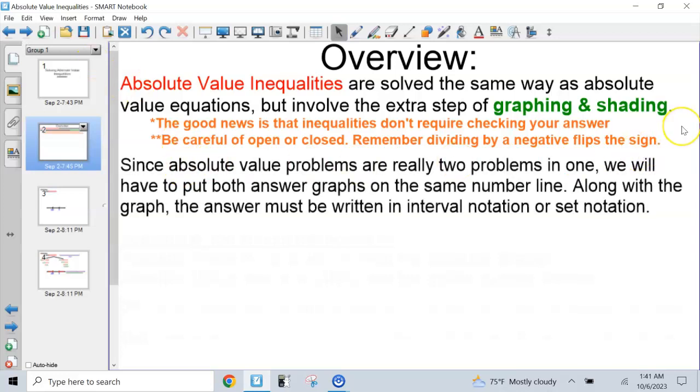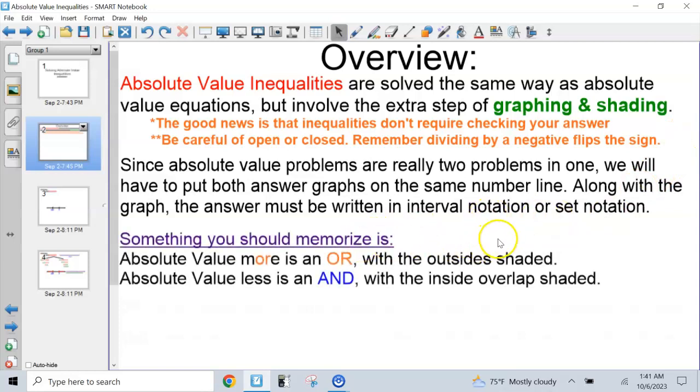Since absolute value problems are really two problems in one, we have to put both graphs on the same number line, and along with the graph, your answer must be written in interval notation or set notation. Something that I highly recommend you memorize: absolute value more is an or with the outside shaded. Absolute value less is an and with the inside overlap shaded.